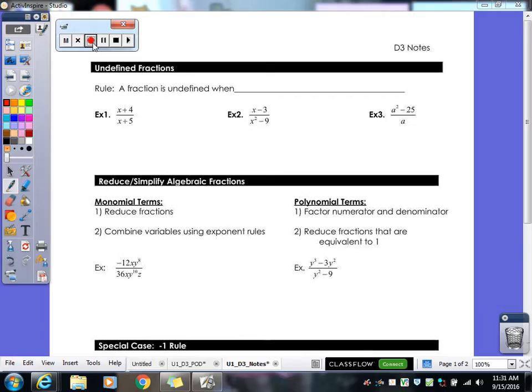Who remembers when a fraction is undefined? Yeah. So a fraction is undefined when the denominator is 0. Because we can't have that.